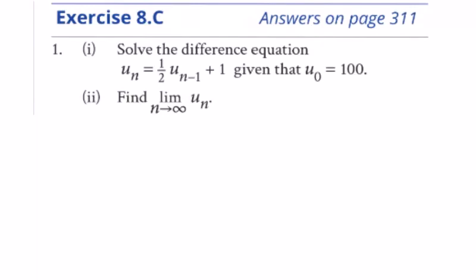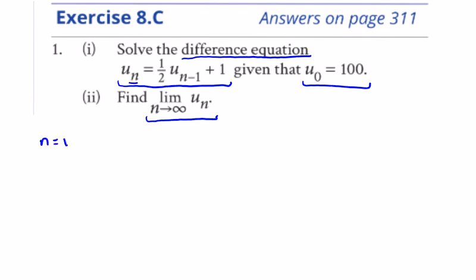Here we have the first of these difference equations. So there will be a little pattern that we'll follow here. We're told that un is equal to this. We're told that u0 is equal to this, and we're asked to find the limit as n approaches infinity of un. So what we do first is we let n equal 1 to get u1. Therefore u1 is equal to a half of un minus 1, so u0 plus 1. So that's u1. We'll go all the way to 3 here.